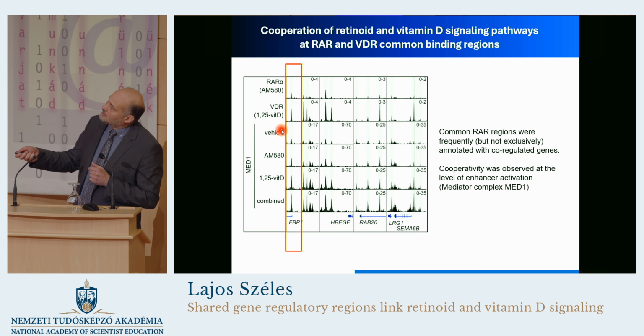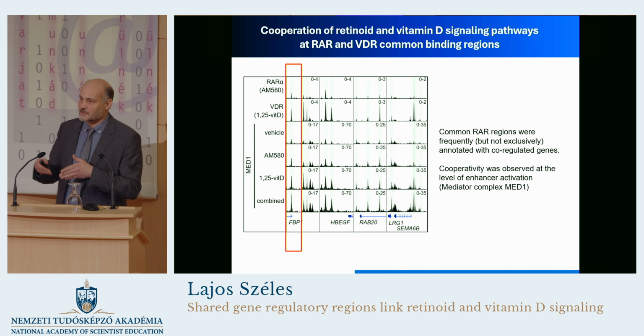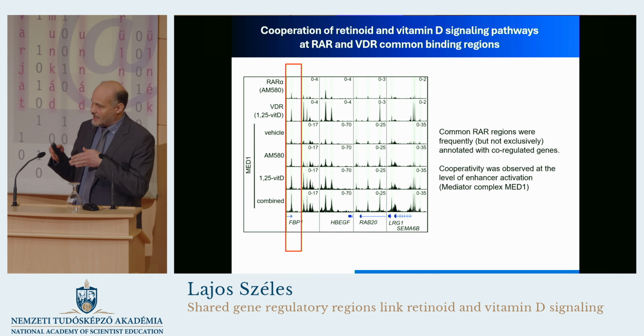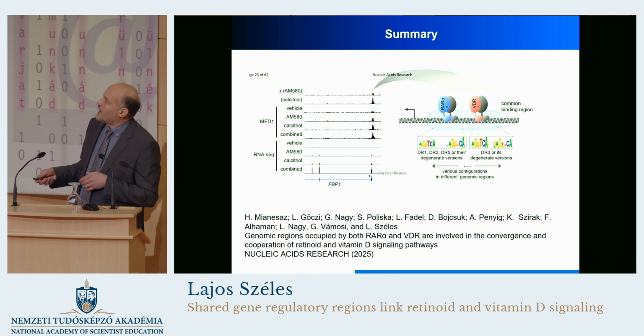So vehicle, let's say this is the control, AM-treated cells, retinoic acid receptor ligand, vitamin D, and the combined treatment. Briefly, the highest peak can be identified in the case of the combined treatment, indicating that in these cases, at this specific region, there is cooperation between the two ligands.